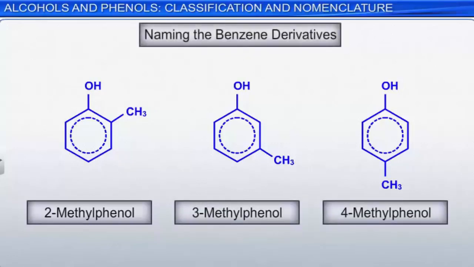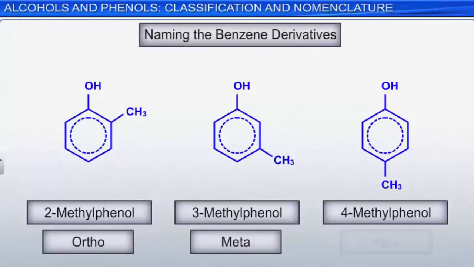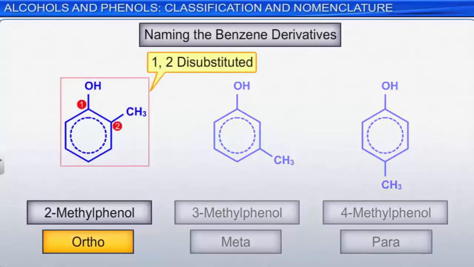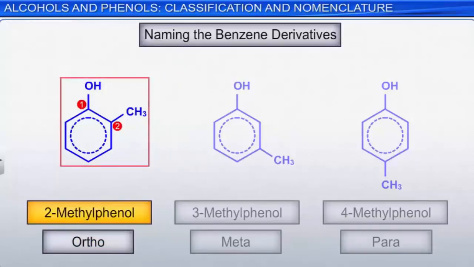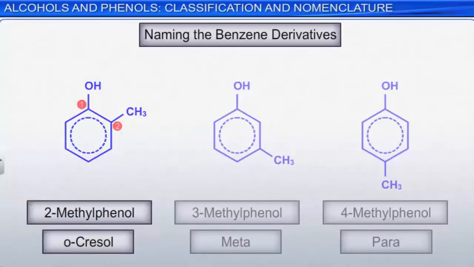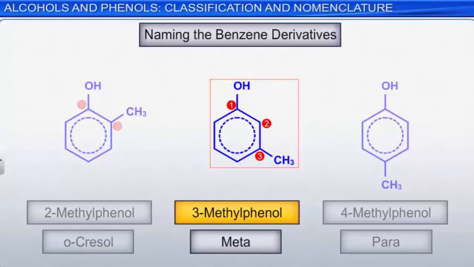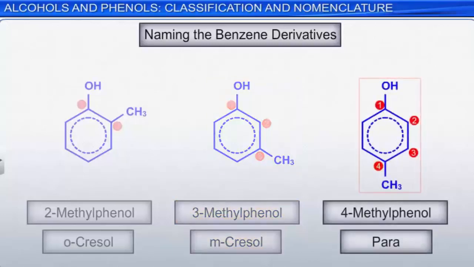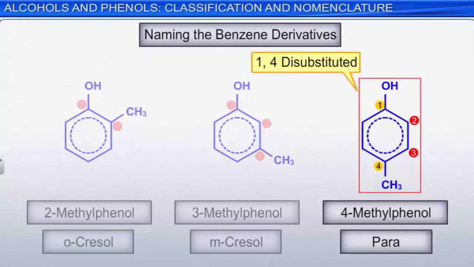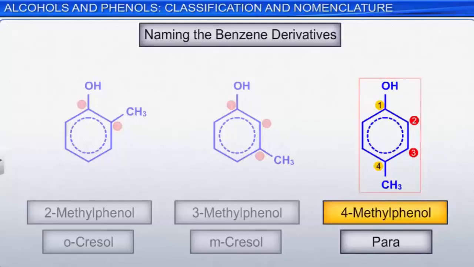We can also introduce the use of the prefixes ortho, meta, and para to name benzene derivatives. Ortho refers to 1,2-disubstituted benzenes. Similarly, 2-methylphenol, shown on the left, can also be named as orthocresol. Meta is used to refer to 1,3-disubstituted benzenes. So, 3-methylphenol, shown in the center, is also called metacresol. Finally, the prefix para is used for 1,4-disubstituted benzenes. Therefore, 4-methylphenol shown on the right is also called paracresol.